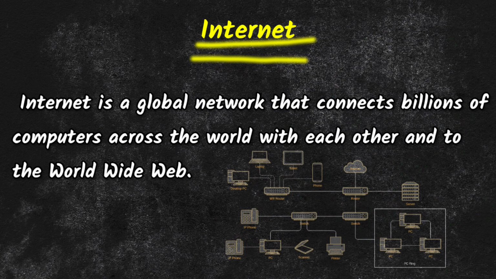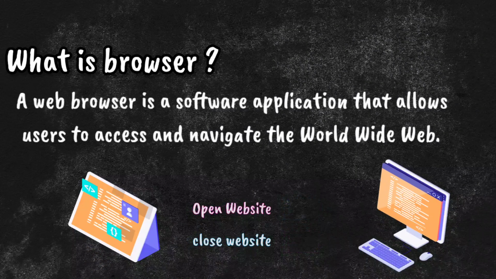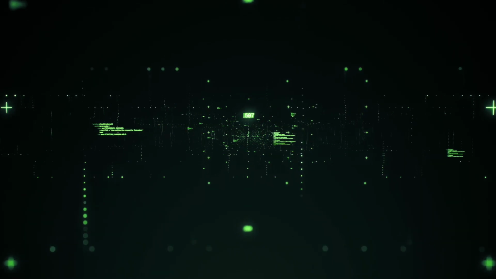Now let's see what the internet actually is. The internet is a global network that connects billions of computers across the world with each other, and to the World Wide Web, which is again a network of our personal computers. In fact, the video you're watching right now is possible just because of the internet. Now let's understand what a web browser is. A web browser is nothing but a simple software application that is used to open and close websites on the internet. Now let's start the actual web development.